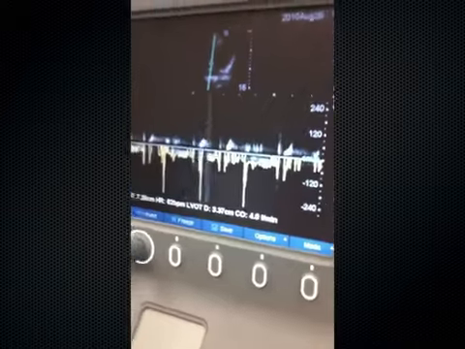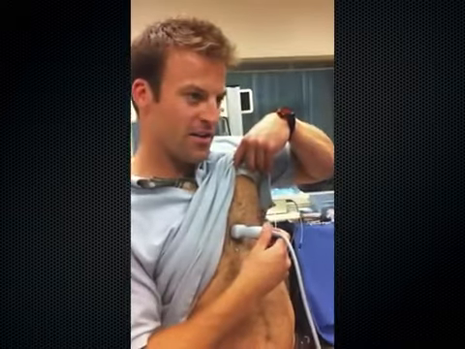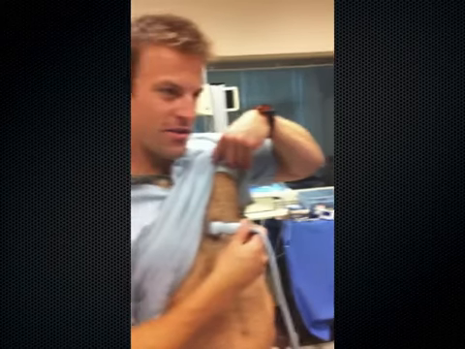I think your probe's moving a little bit. That's the idea. So you measure that diameter first.